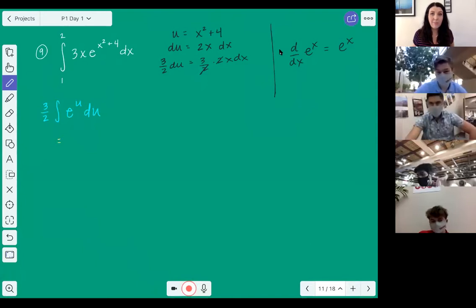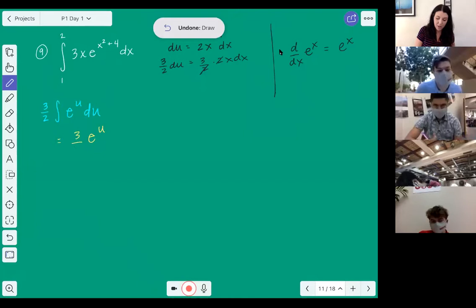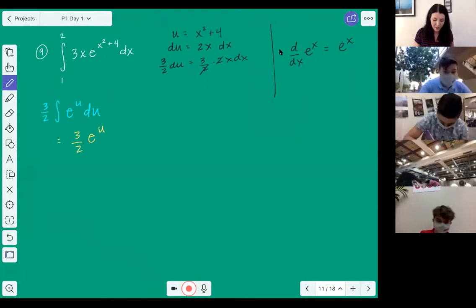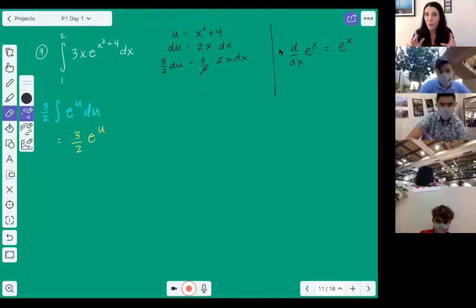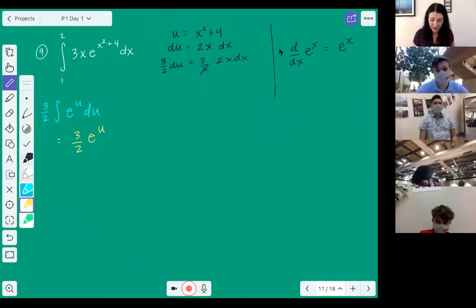E to the u. Perfect. Exactly right. So it's just an e to the u. Now we have a constant here, so that constant's going to come along, right? Oh, sorry, we haven't changed our bounds yet. But yes, that's right so far. We do have to actually go back and change our bounds. Sorry about that. Got a little ahead of myself.